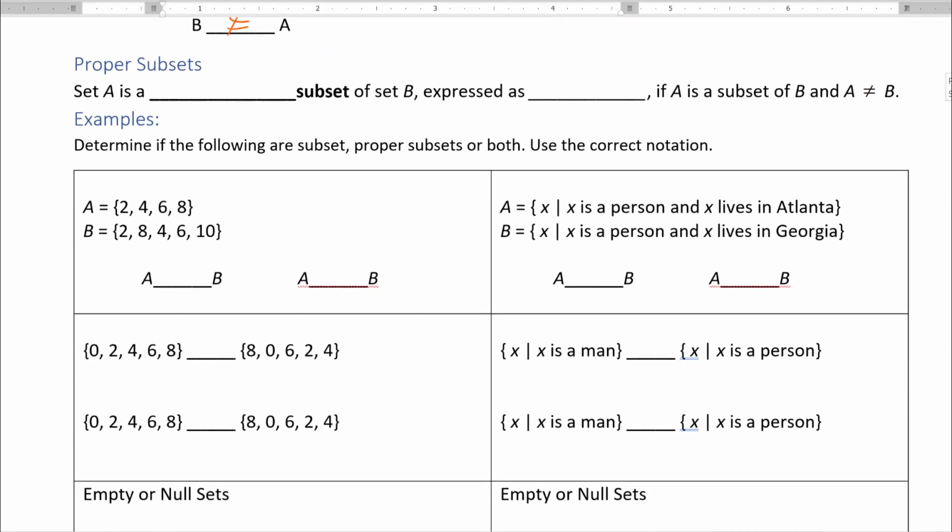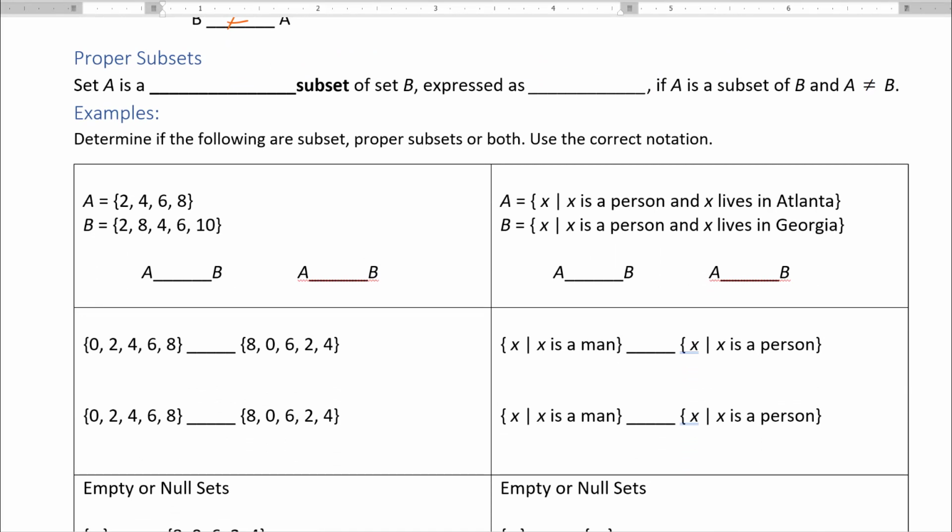A proper subset. We can say that set A is a proper subset of set B, expressed this way, if set A is a subset of B and A is not equal to B. So let's determine if these are subsets or proper subsets or both. And we're going to try to use our correct notation here.